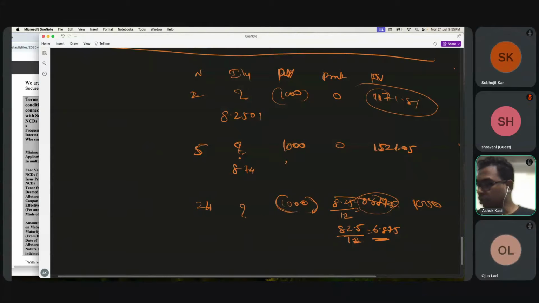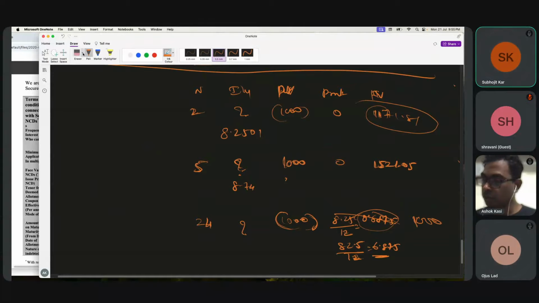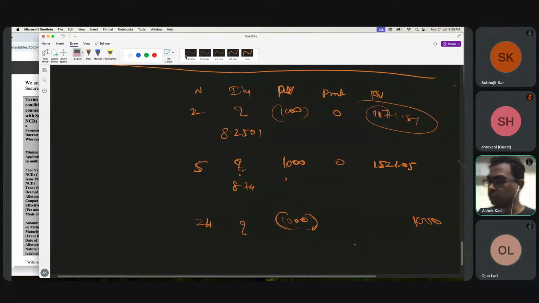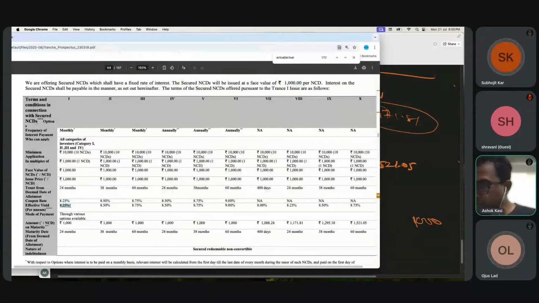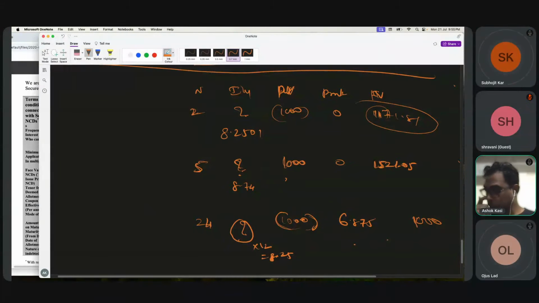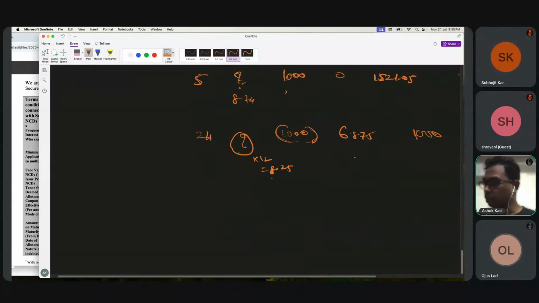So now you calculate the IY, just calculate how much it is coming to. N is 24. Payment 6.875, and then multiply by 12. Whatever you got here, multiply by 12, it is coming to 8.25 only. Acha, 8.25. Okay.